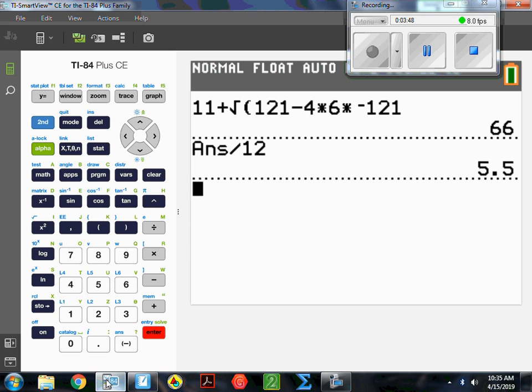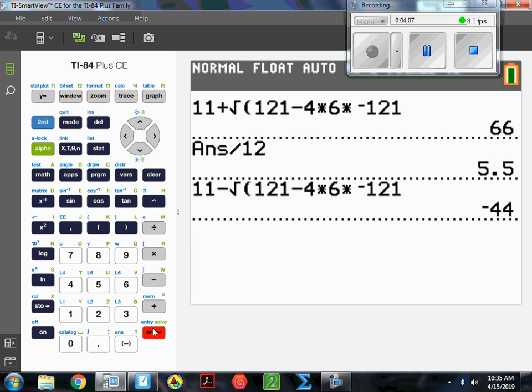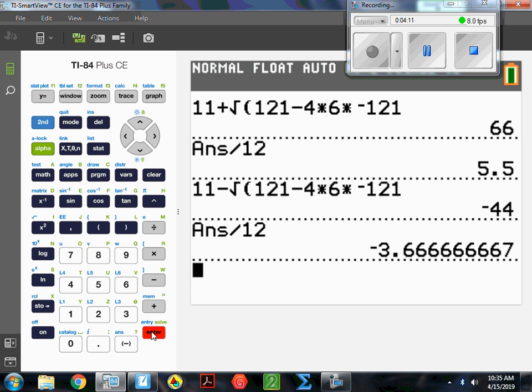So back to the calculator, type in the same thing that's in that top line except for the subtract sign. So 11 minus the square root of b squared, which is 121, minus 4 times the a value, which is 6, times the c value. Hit enter. So negative 44, and then we're going to be dividing by 12. Negative 44 divided by 12 is 3.6 repeating, so negative 3 2/3.